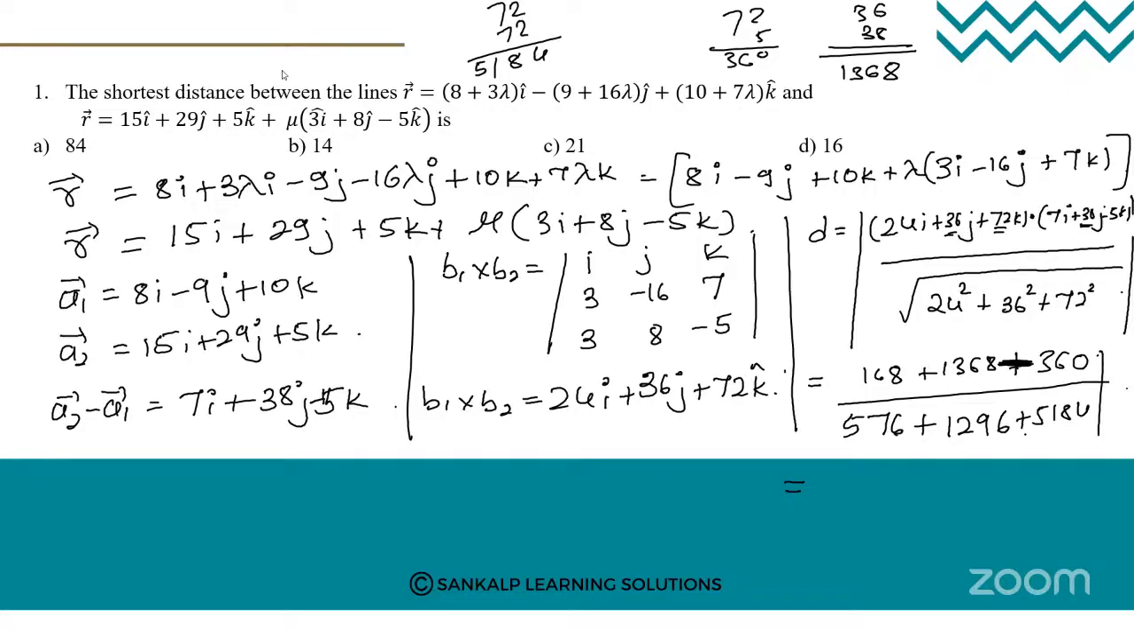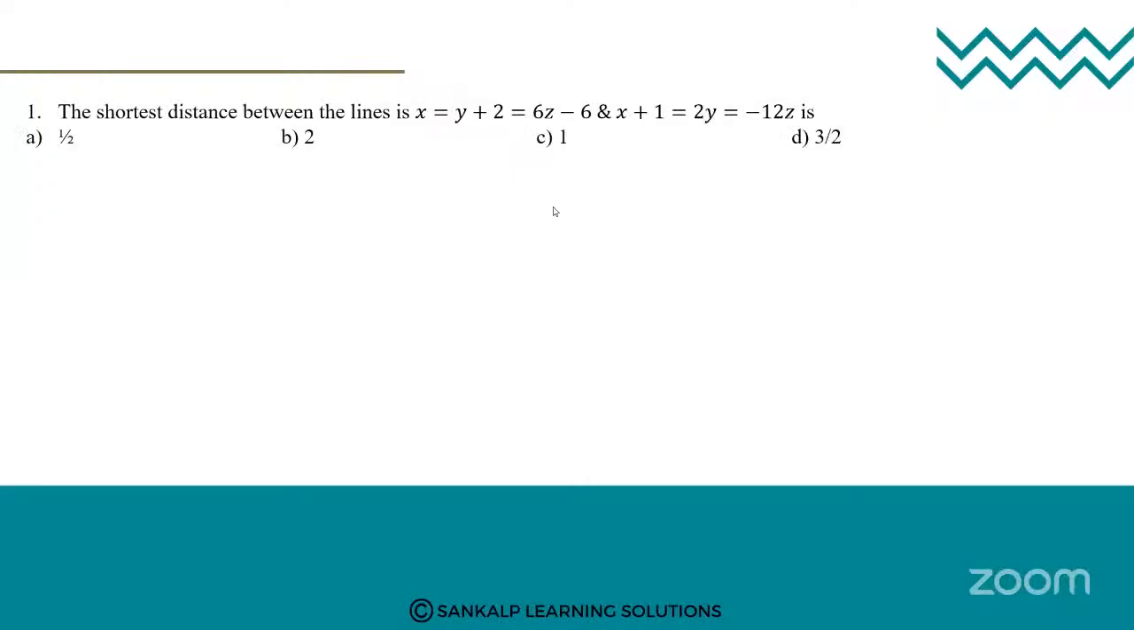A2, A1, A2, everything is given. The only thing was calculation part. That's it. Okay. Next. The shortest distance between the lines.